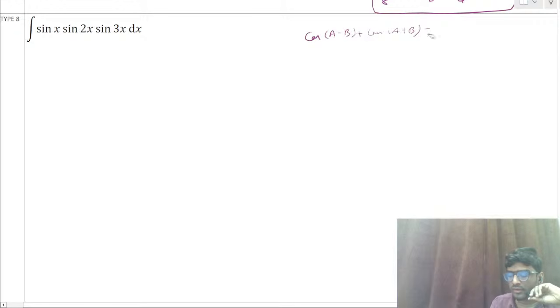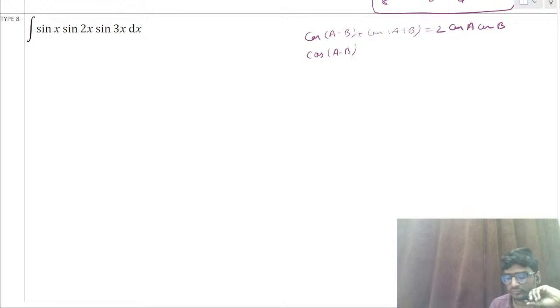Cos of a plus b gives 2 times cos a cos b. We all know this property. The same way, cos of a minus b minus cos of a plus b, what does it give? It gives 2 sin a sin b. Am I clear?